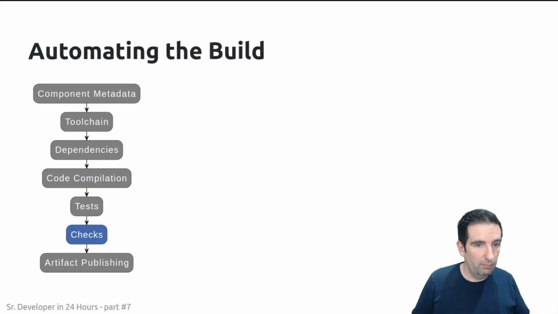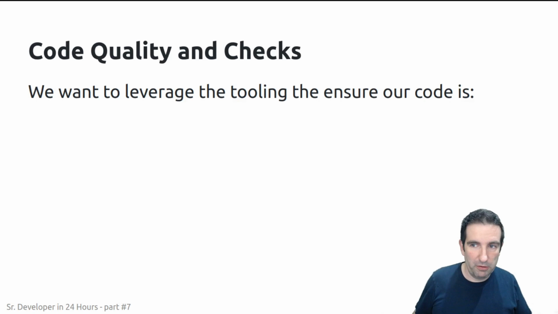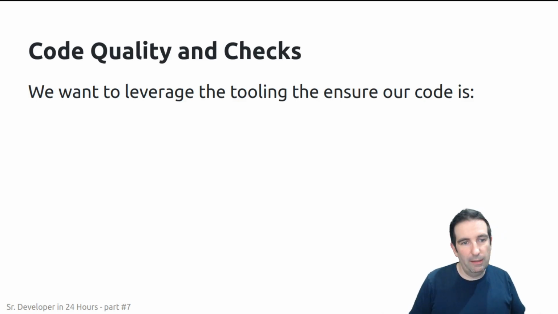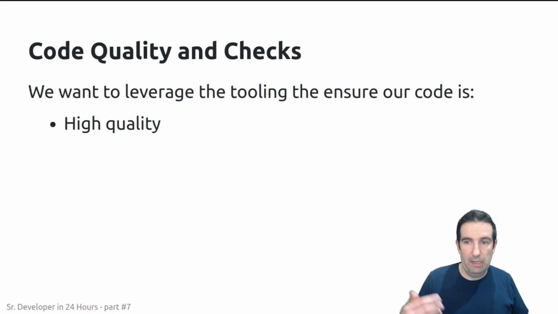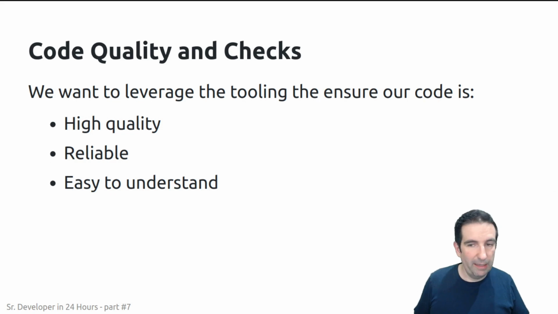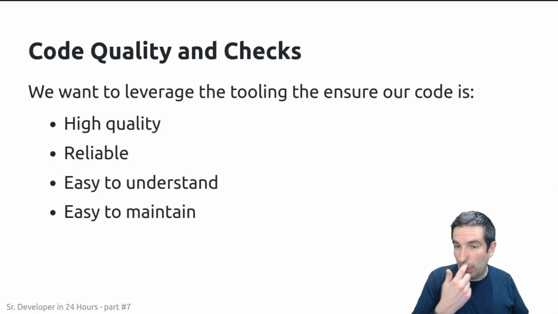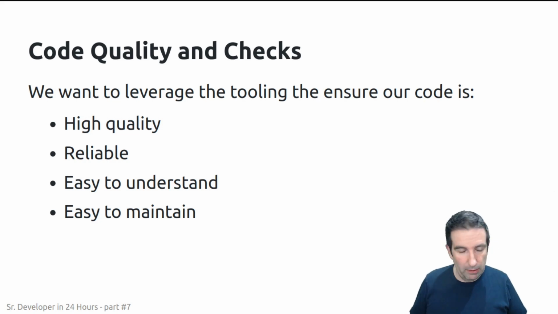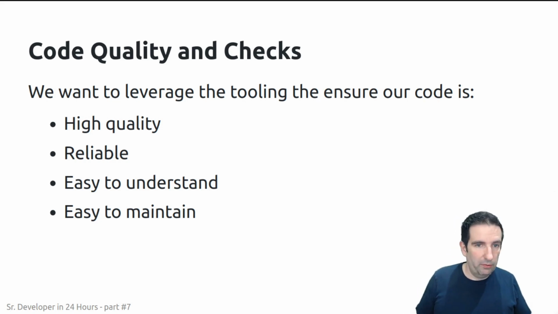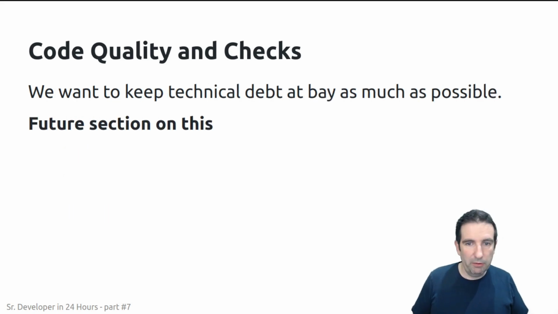During the build, there are other things that we can run other than just testing the functionality. For example, we can leverage tooling to ensure that our code is high quality, reliable, easy to understand, easy to maintain. And there are many tools that we can use for this: static analysis, formatting, things like that. Because what we want to do is keep technical debt at bay as much as possible. Writing code is hard, but maintaining that code is even harder.